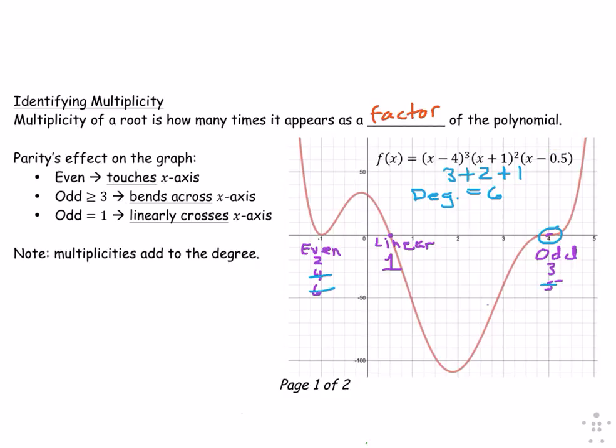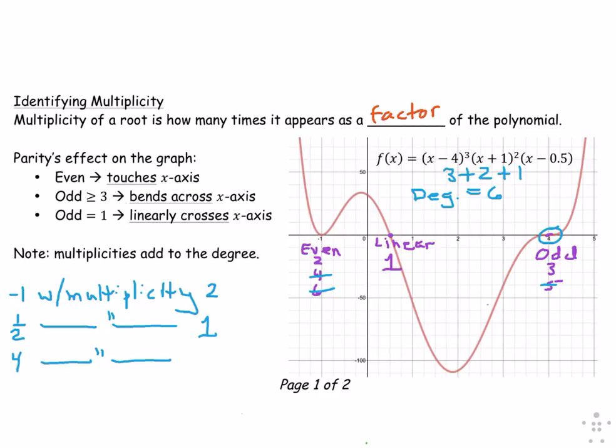The way you would present your answer then is by saying, okay, -1 with multiplicity 2, and then 1/2 with multiplicity of 1, and 4 with multiplicity of 3. And note that the multiplicities will always add up to the degree of 6.